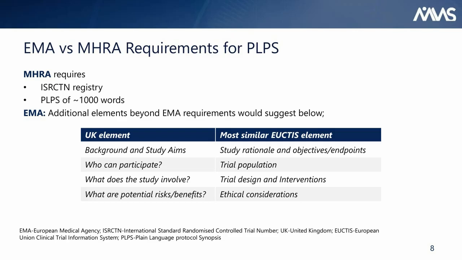What are the differences between MHRA and EMA requirements for PLPS? MHRA requires the ISRCTN registry, and PLPS should be approximately 1,000 words, whereas EMA requirements are as below. The UK elements include background and study aims, who can participate, what does the study involve, what are the potential risks and benefits, whereas the most similar EU CTIS elements include study rationale and objectives and endpoints, trial population, trial design and interventions, and ethical consideration. Next slide, please.